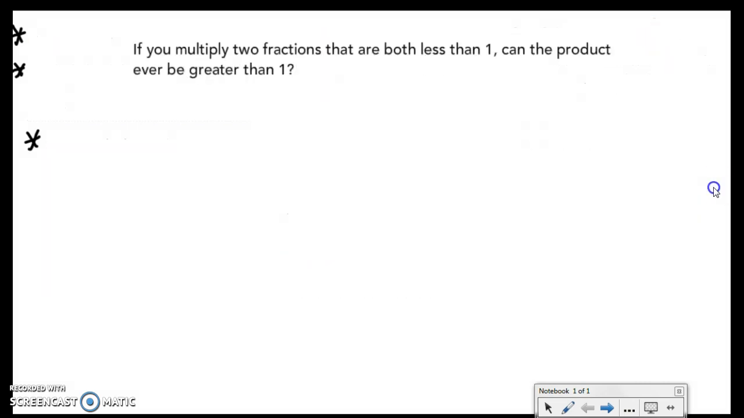Alright. So, if you multiply two fractions that are both less than 1, can the product ever be greater than 1? I want you to think about that for a second. If you have two fractions that are smaller than 1, so there can't be an improper fraction, and you multiply them together, can the answer be greater than 1? I want you to pause the screen, and copy down this question. And not only do I want you to copy down the question, I want you to answer it. Don't just say yes or no. Give me an explanation as to why you think yes or why you think no.